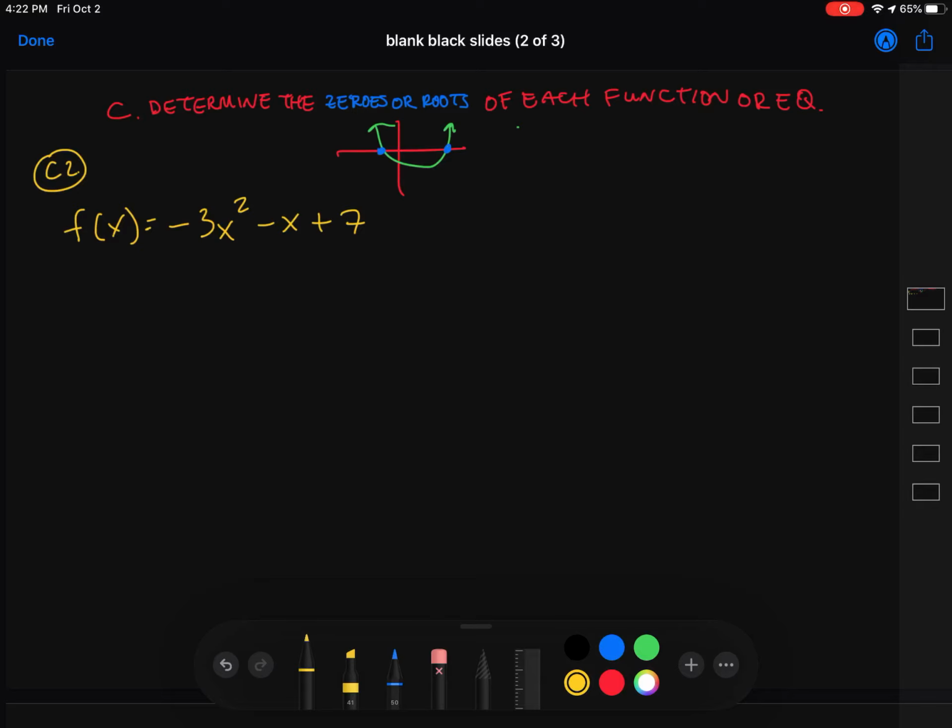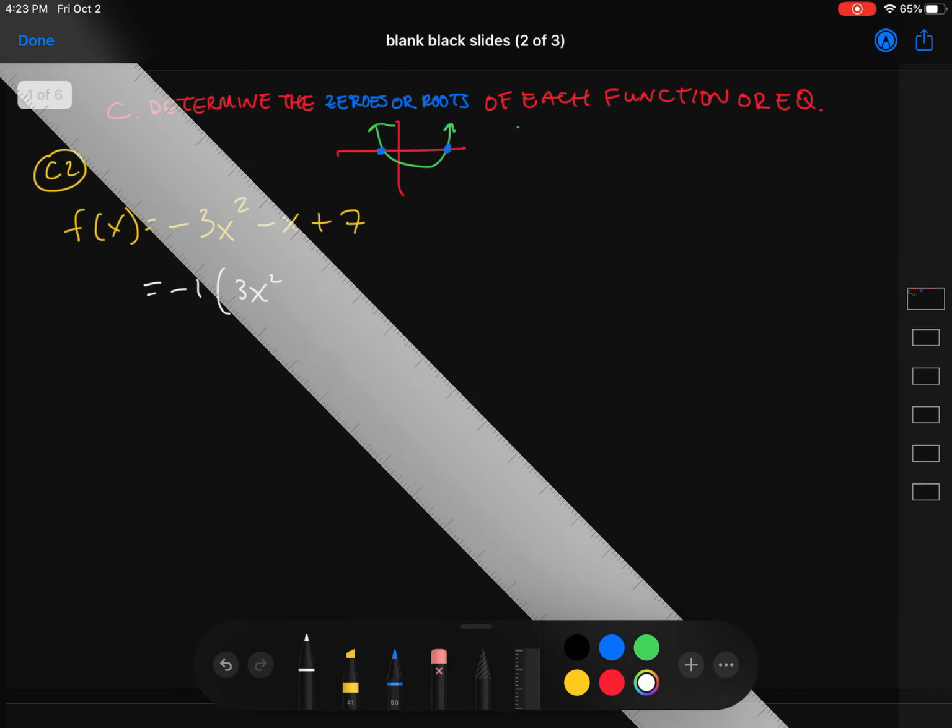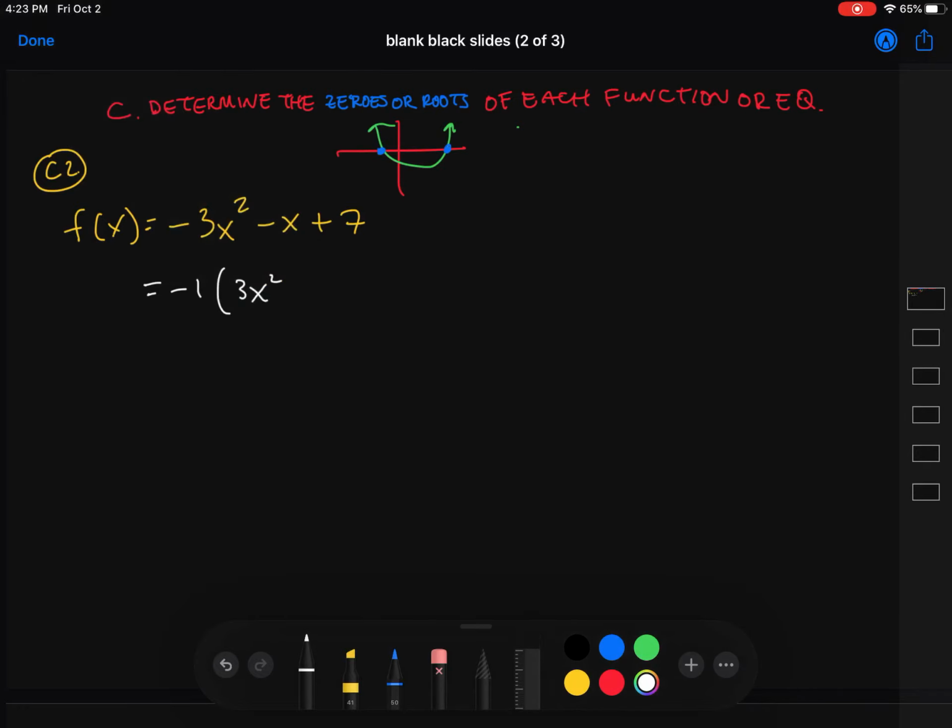Let's go over C2. Let's determine the zeros or roots of each function. Now this one has a leading coefficient that is negative. So if I factor out a negative 1, I get 3x squared plus x minus 7, right? You can distribute that negative 1 and check your answer and get what's in yellow.